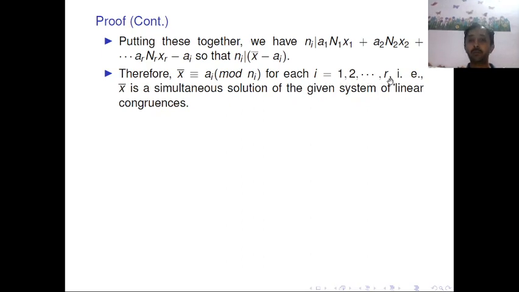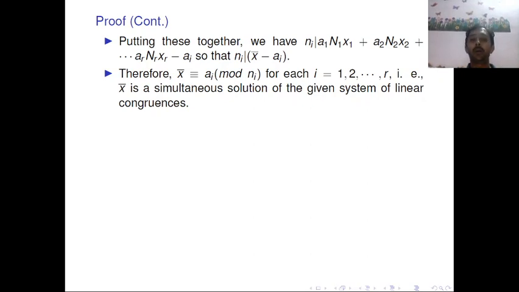R. Now, what does that mean? It means that X bar is a solution of X congruent to A1 mod n1, X bar is a solution of X congruent to A2 mod n2, etc. X bar is a solution of X congruent to AR mod nr. So that means that X bar is a simultaneous solution of the given system of linear congruences. Right?